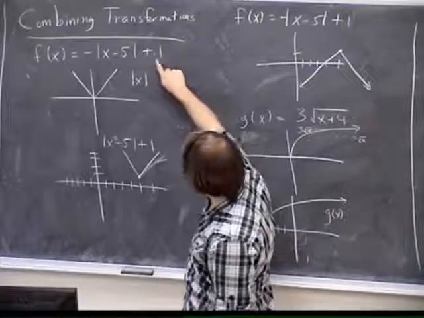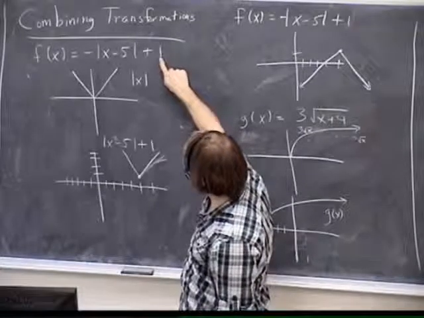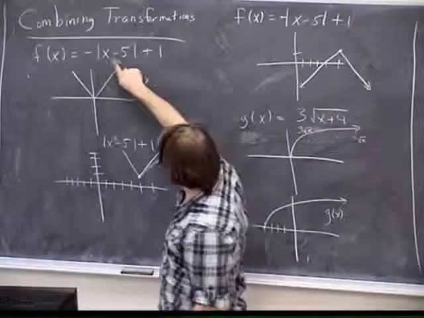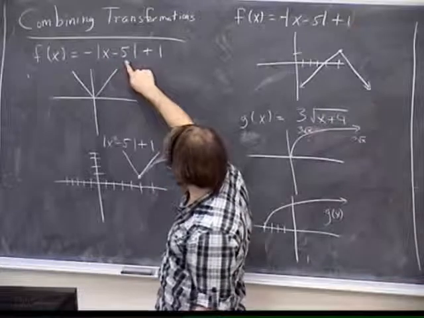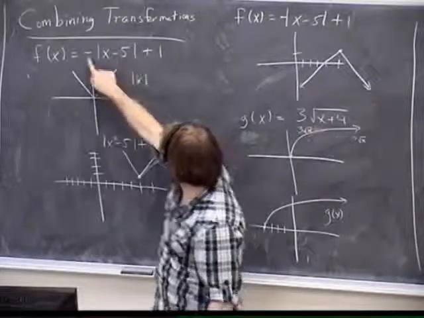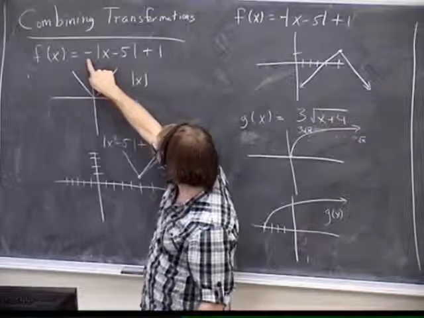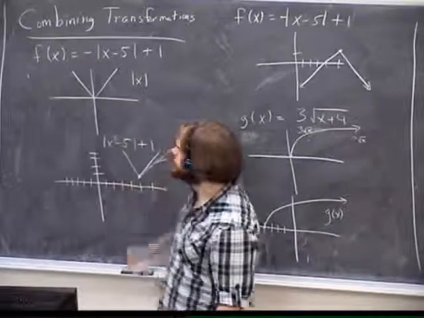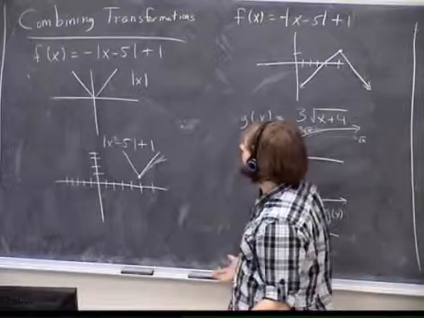This will be a vertical shift. It'll move the graph up 1. This will be a horizontal shift, which moves the graph to the right by 5. And this negative sign means that the graph should open downwards instead of upwards. So how do we combine those things?